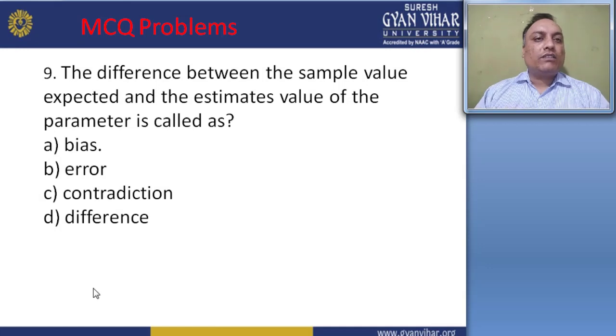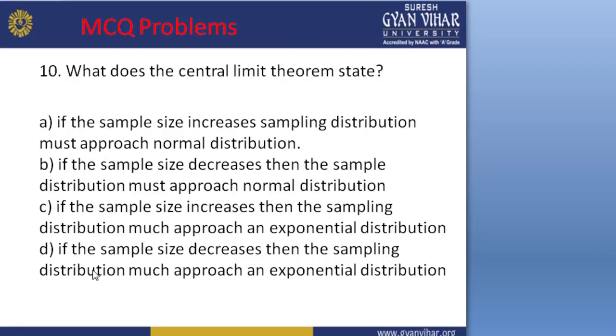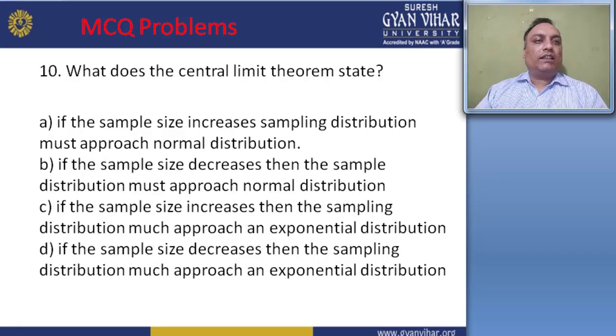This is the 9th question. The difference between the sample value expected and the estimated value of the parameter is called: A is bias, B is error, C is contradiction, D is difference. So the correct answer is bias. Bias is the correct answer for this question. And then move to question number 10.